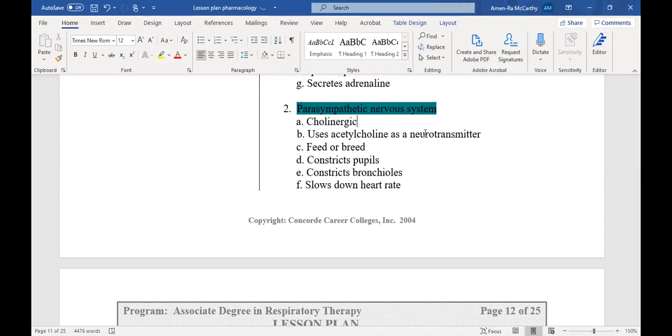We're either going to eat good, have sex, or we just want to relax. Everything is chill, right? That's the parasympathetic nervous system side. The pupils constrict. So sympathetic, the pupils dilate. Parasympathetic, the pupils constrict, okay? The bronchioles constrict during the parasympathetic nervous system response, okay? And the heart rate slows down. So you see it's the opposite of the sympathetic side.